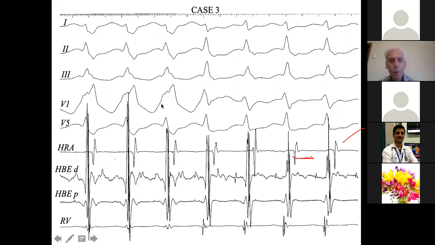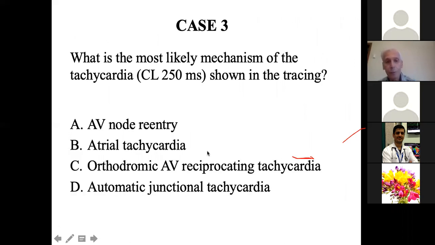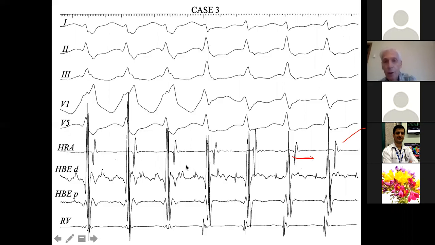If you put your calipers in such a way that you can estimate this interval, you'll see it's exactly the same over here. Now, if it was a right-sided pathway, this VA should be longer than this VA, but it's not. So that makes an AT much more likely than ORT. And that's what it was. It was an AT.